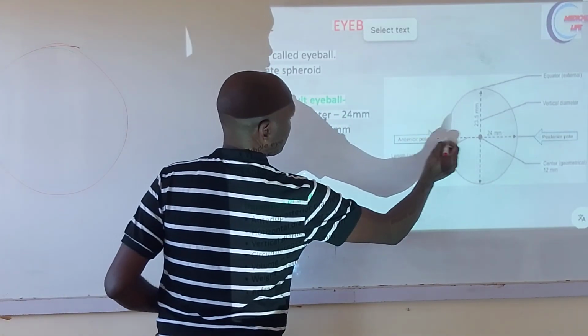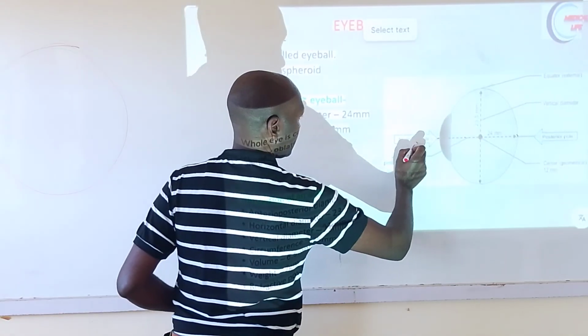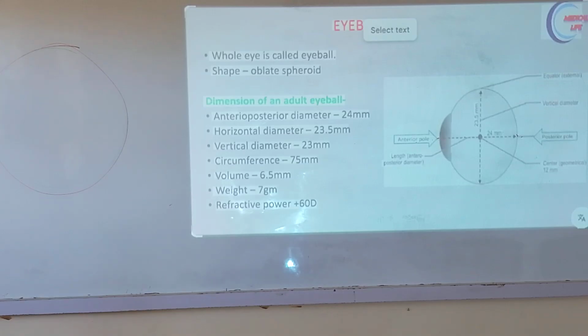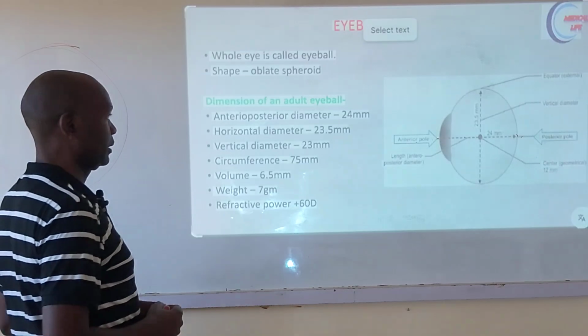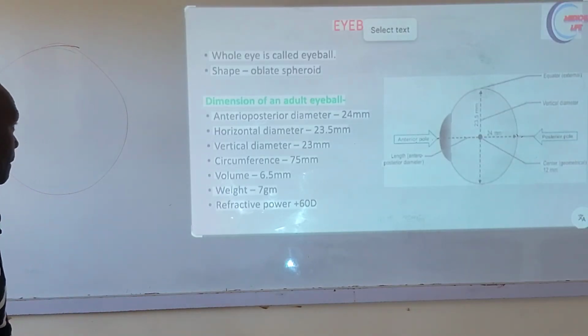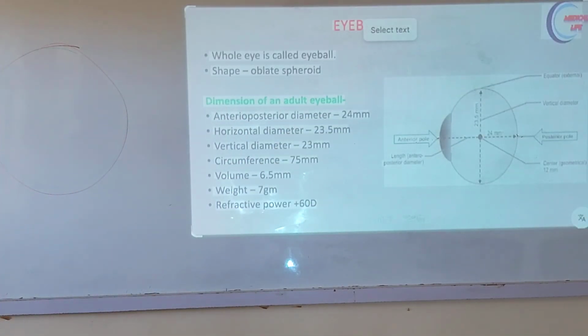From this point to this point, this is what we call the anterior to posterior. Anterior posterior, from the center of the cornea to the center of the eyeball at the back there. That is the anterior posterior diameter, it is 24 millimeters.